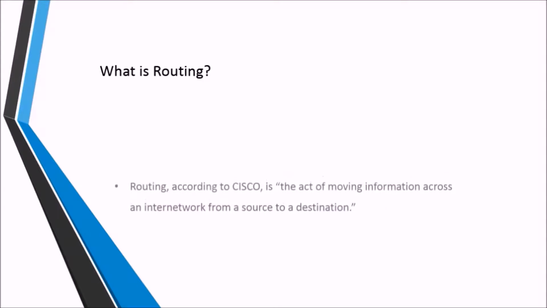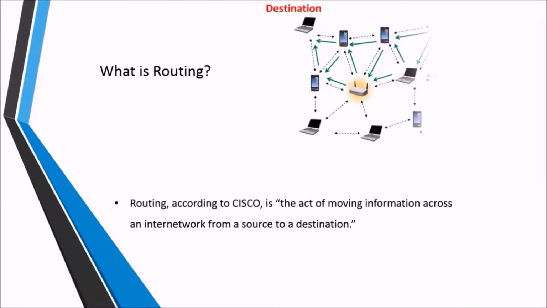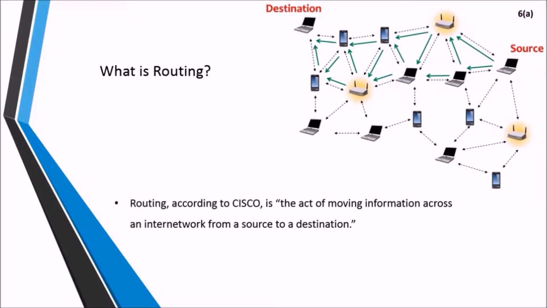So what is routing? Routing, according to Cisco, is the act of moving information across an internetwork from a source to a destination. But what does a router actually do? A router is a hardware device that is designed to take incoming information and then analyze it. Once it has done this, it decides whether to forward the information to another network, to discard the information, or send it onto an end device such as your laptop.